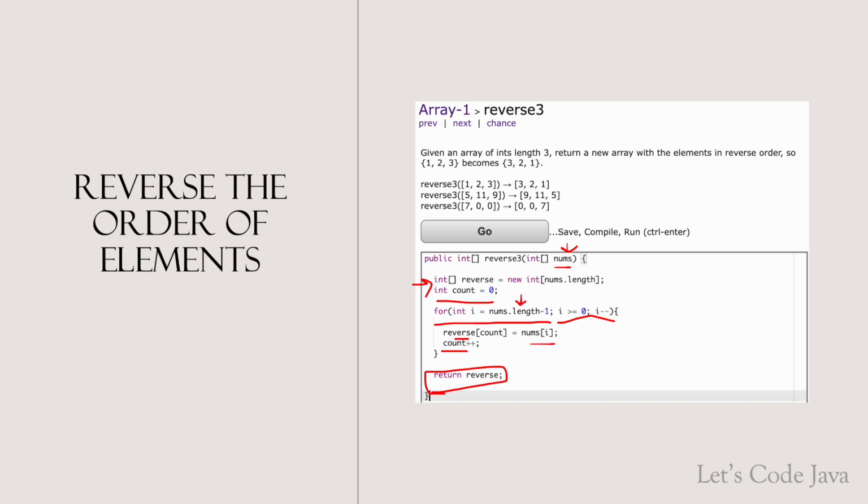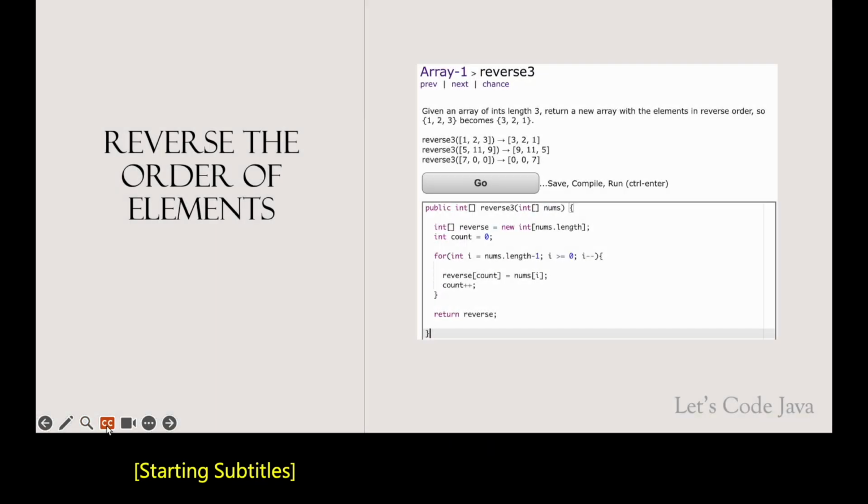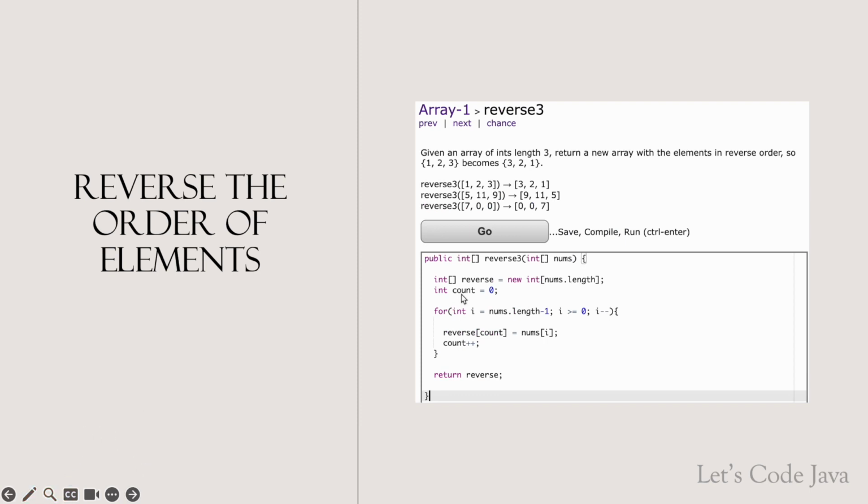Okay, so with reverse the order, again, you're reversing the order. So again, simple logic. What I do is I create a new array with the same length as nums. And what I do is I loop backwards, right? I loop backwards. And I hold this variable count, and since count is holding the value 0 right now, I say that the first position, the first element of 0 is going to be the last element of nums.